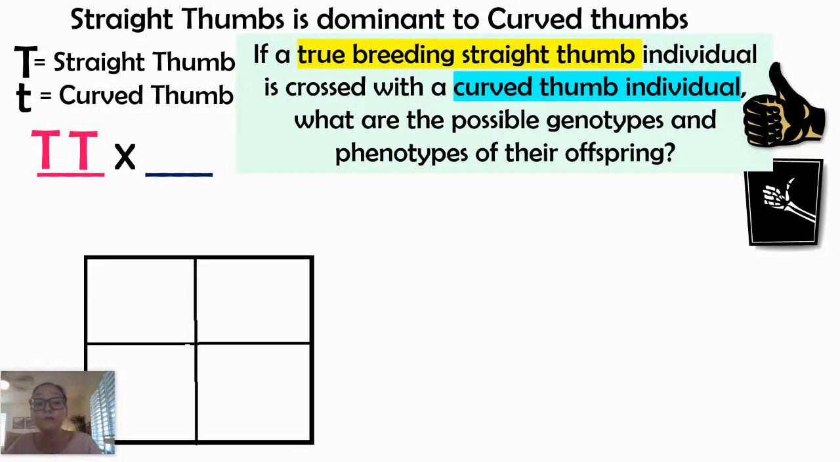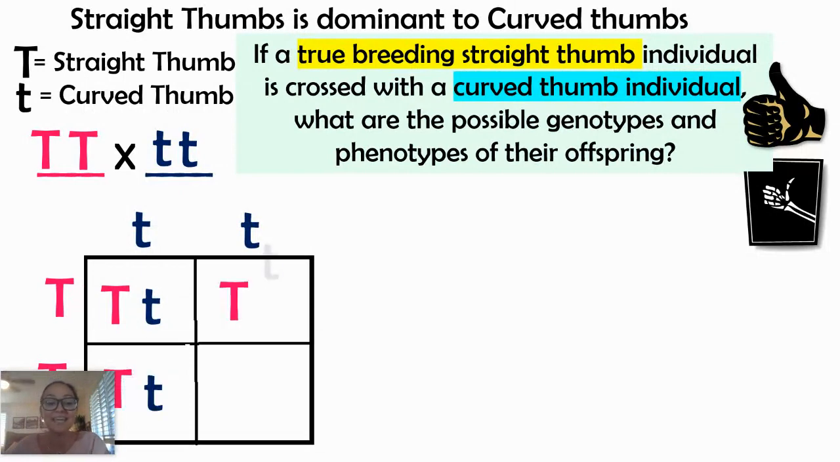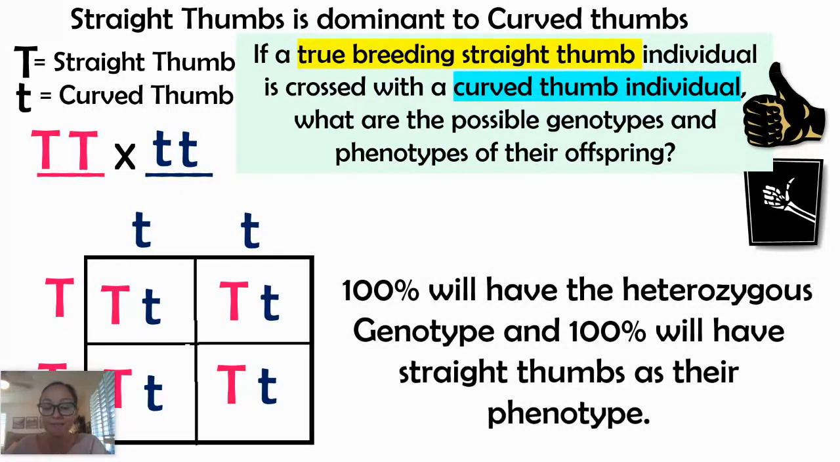Then it says a curved thumb individual. Well, the only way you could have a curved thumb, because it's a recessive trait, is if you had two copies of that recessive allele. Because if you were heterozygous and had a big T and a small t, you'd have a straight thumb. So the only way to have a curved thumb is to be homozygous recessive. So when we fill in this Punnett square, we can see the possible genotypes and phenotypes. 100% of their offspring will be heterozygous genotype. And 100% will have straight thumbs.